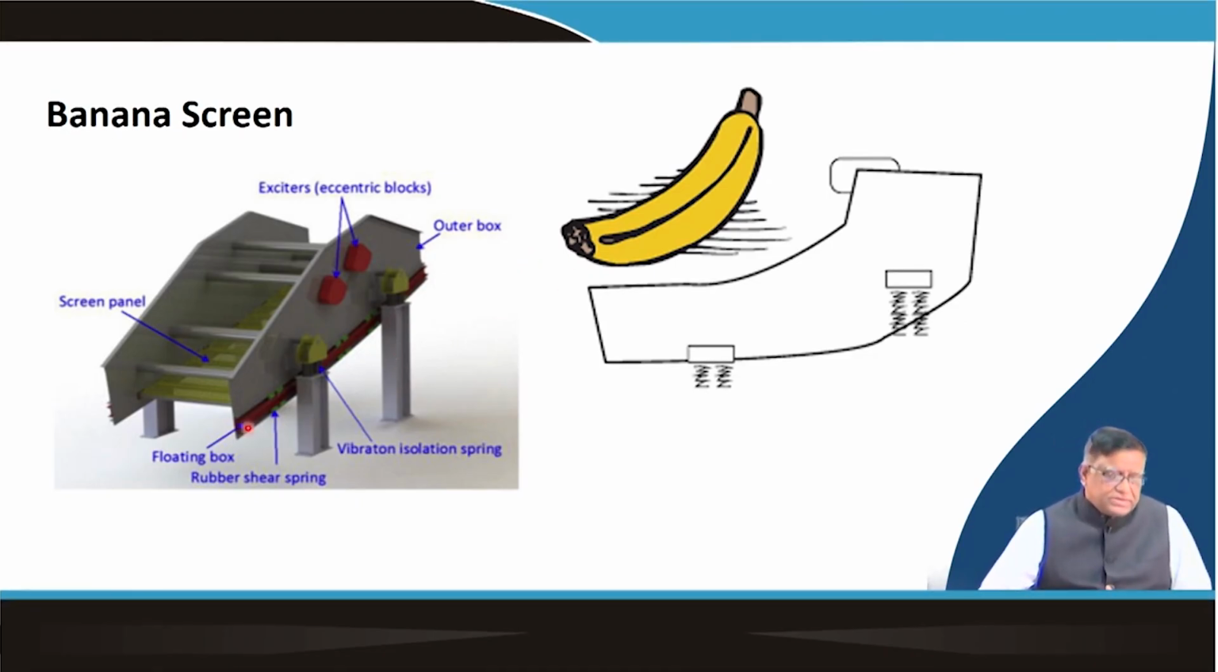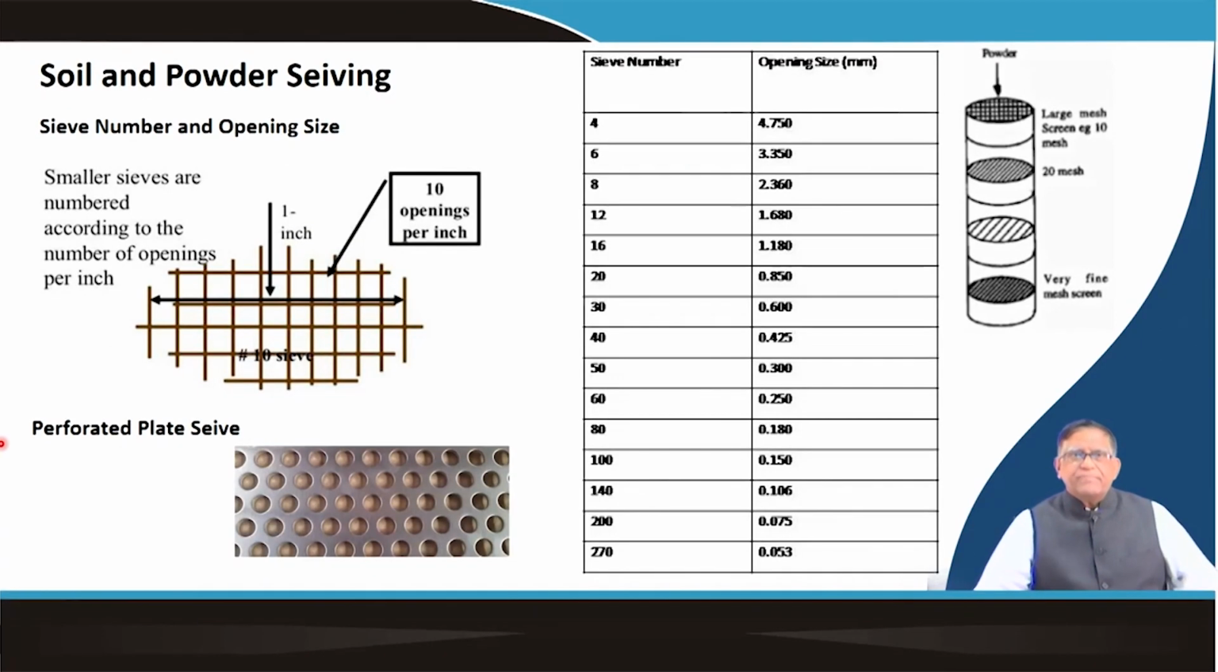So, component wise you have this floating box which gets the vibrations, and then a rubber shear spring is provided so that it can absorb the shock and not cause other metal damage. Then there will be the screen plates at the bottom, and then this eccentric block, that is your exciter, which is exactly what makes the system vibrate. So, this type of banana screen is there.